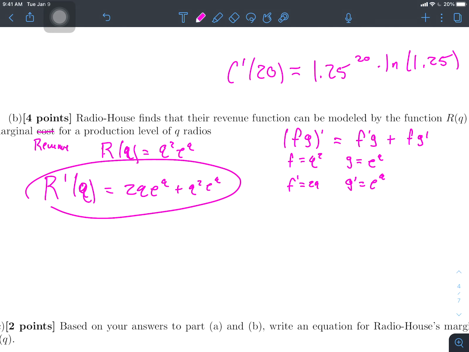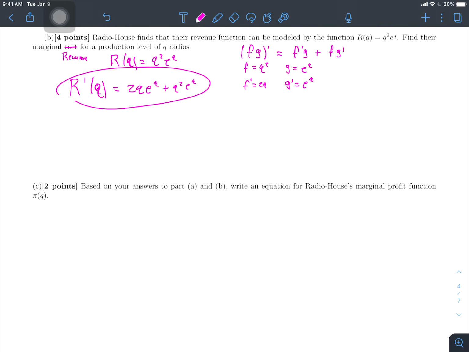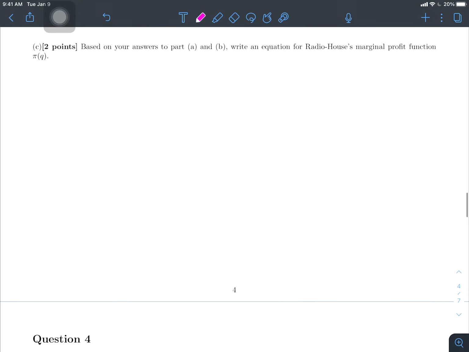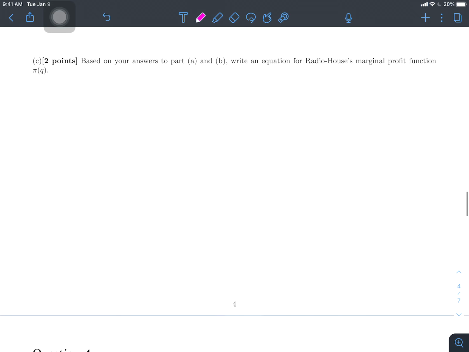And I'm done. So that's just a simple product rule. So next up, based on our answers to parts A and B, we're supposed to write an equation for Radio House's marginal profit function.